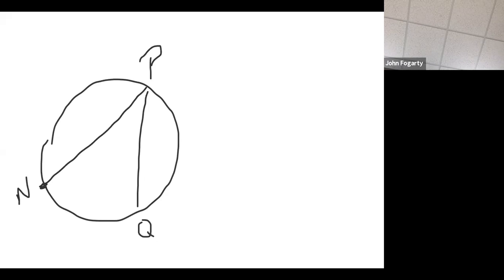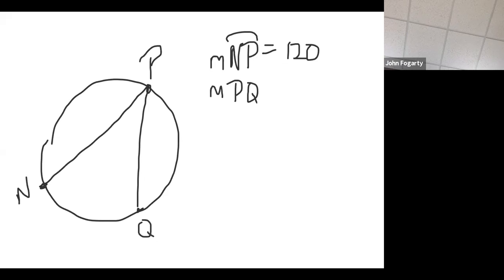So now you have angle P. And we know angle P is inscribed, right? Now I'm going to tell you arc NP equals 120 and arc PQ equals 100. What's the measure of angle P?